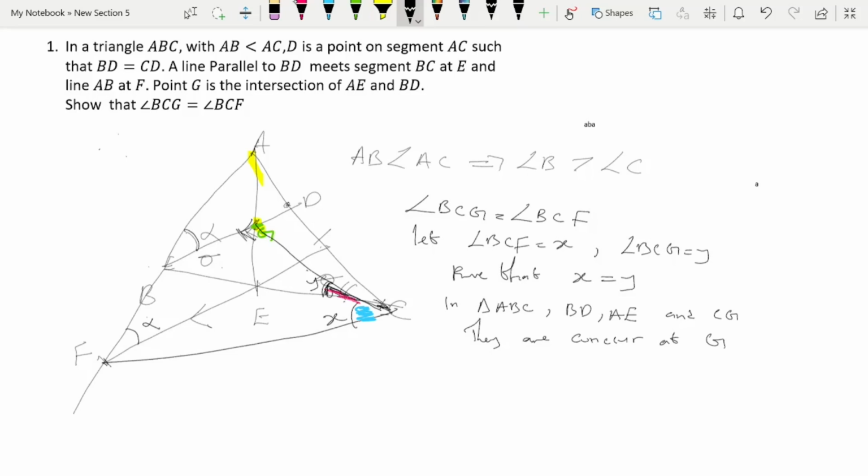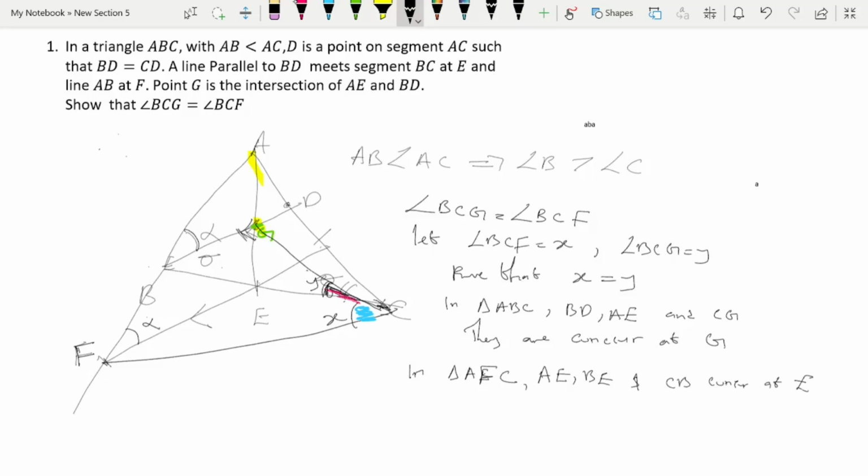Then on this side, I can also see that in the bigger triangle, triangle A is AFC, this is F. We can also see that we have the same AE, we have BE, and you have CB concurring at E.